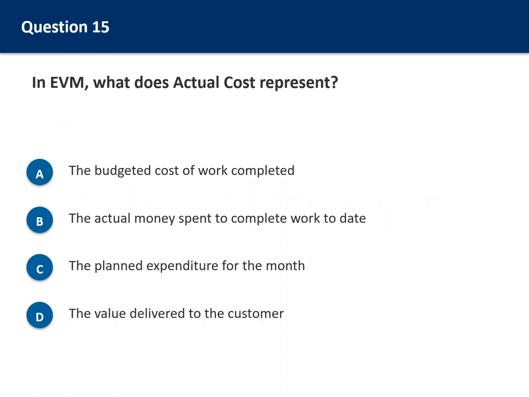Question 15. In EVM, what does actual cost represent? Option A, the budgeted cost of work completed. Option B, the actual money spent to complete work to date. Option C, the planned expenditure for the month. Option D, the value delivered to the customer. This is what you have actually spent.